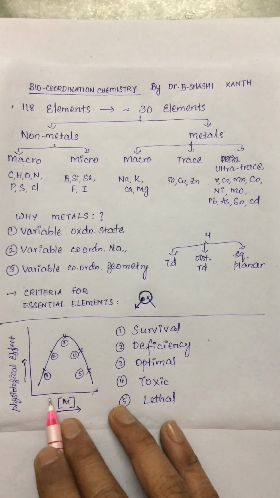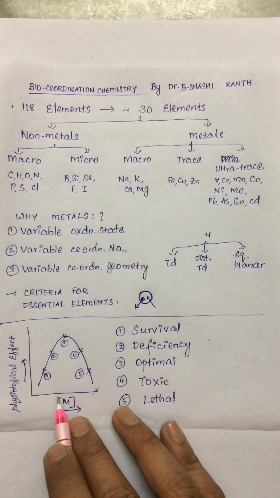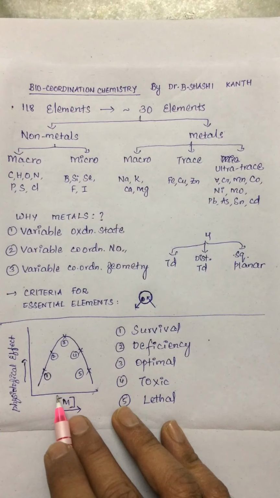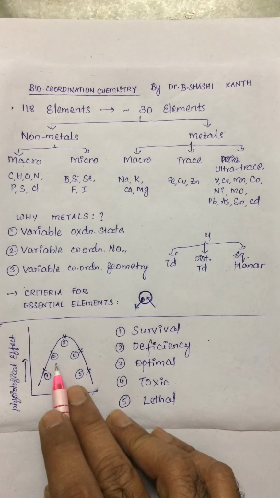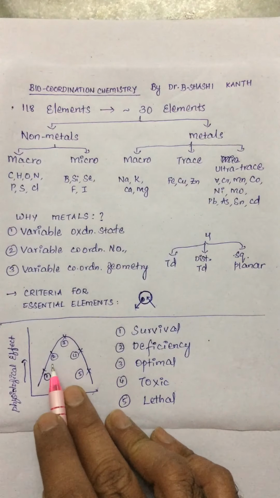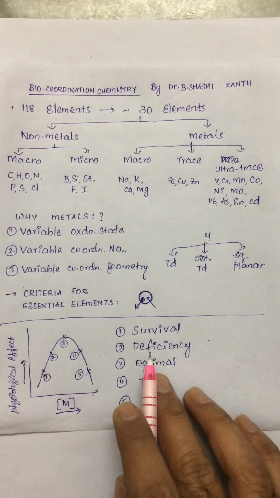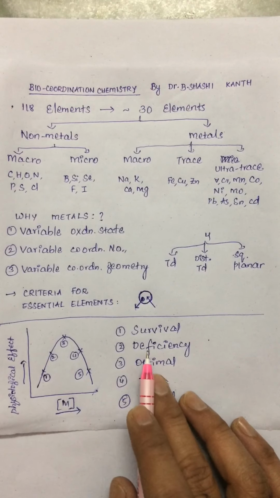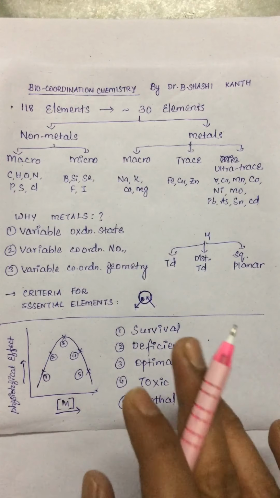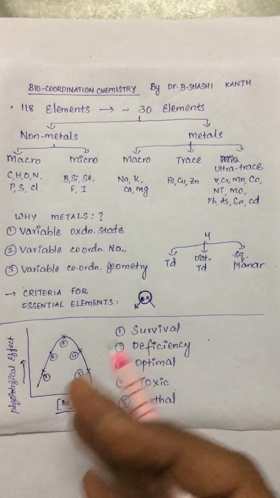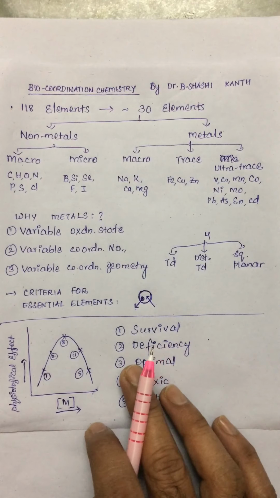Now as the metal ion concentration increases to some extent, that is a concentration which is required for survival, but there will be some physiological abnormality. Such a concentration we refer to as a deficiency. So what does deficiency mean? It is a concentration where a living organism can survive, but it will suffer from abnormalities.